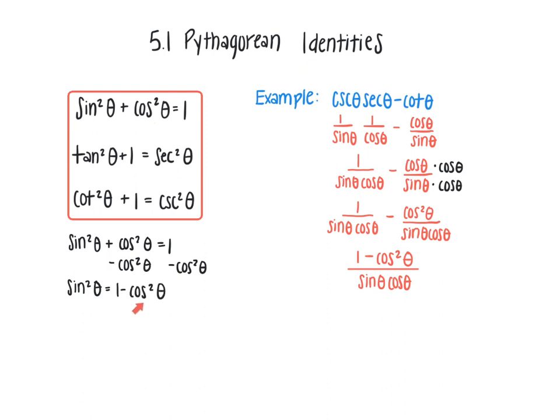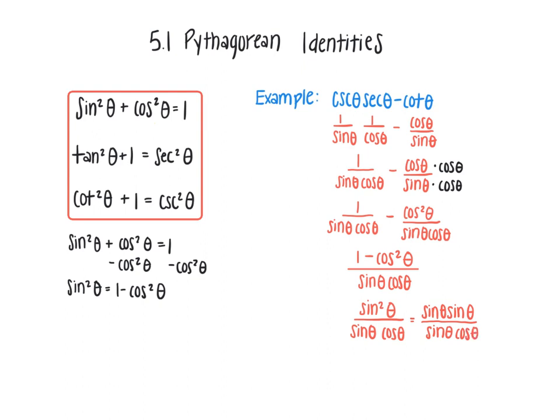Because of this equivalence statement, I'm able to replace 1 minus cosine squared theta with just sine squared theta. So my new fraction becomes sine squared theta in the numerator divided by sine of theta cosine of theta. Now there's just a little bit more work to be done. If I rewrite my numerator as individual sines instead of sine squared, this becomes sine of theta times sine of theta over sine of theta times cosine of theta.